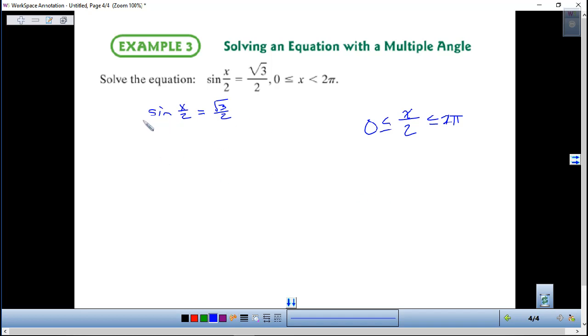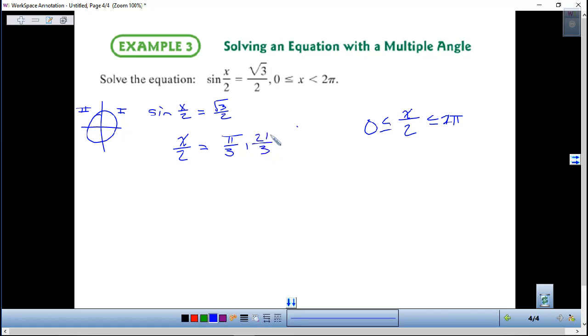So what are they? Well, we know in the unit circle, sine's only going to be positive in quadrants 1 and quadrant 2. And what are the ones that are going to give me a square root of 3 over 2? Well, they're going to be the pi over 3's. So we know that x over 2 is going to be pi over 3 and 2 pi over 3.